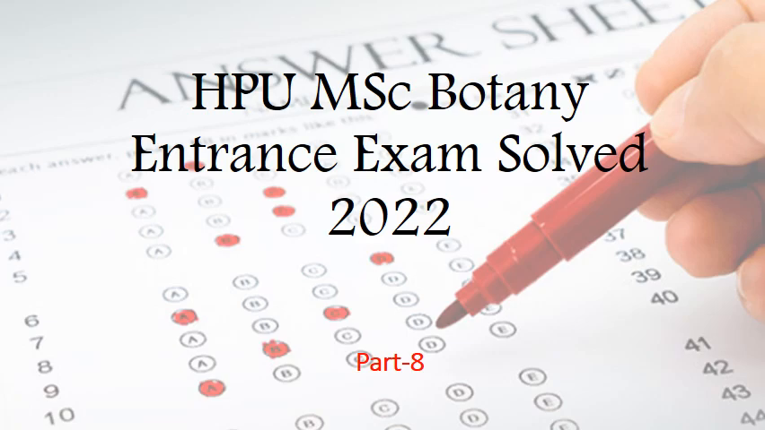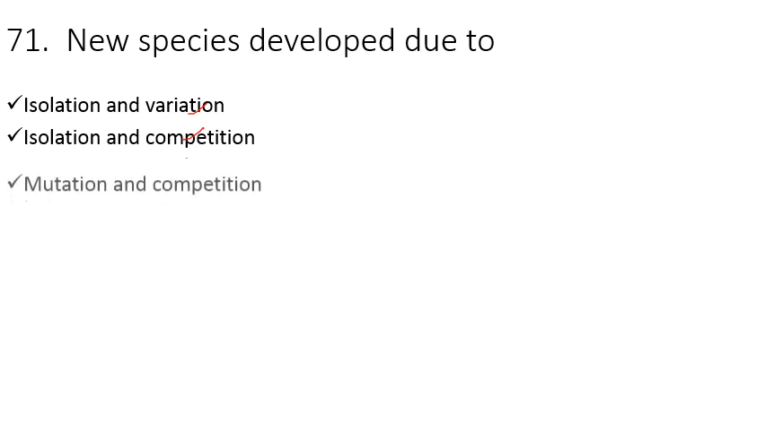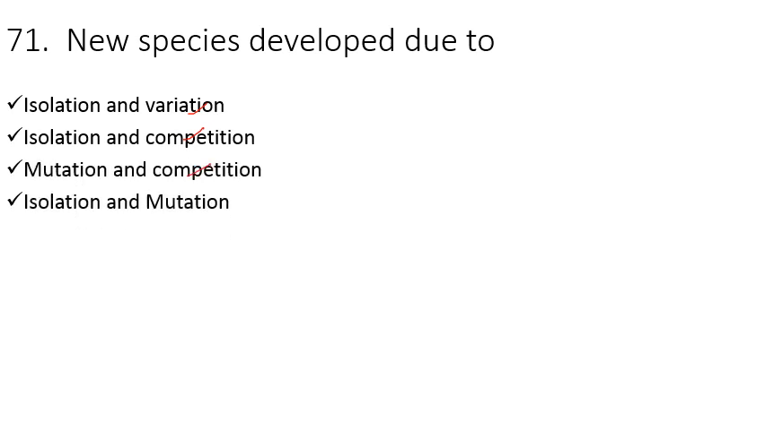Let's dive in. The first question for today is: new species developed due to, and our options are isolation and variation, isolation and competition, mutation and competition, isolation and mutation. So its right answer is isolation and mutation. Isolation means geographic, behavioral, or reproductive isolation.